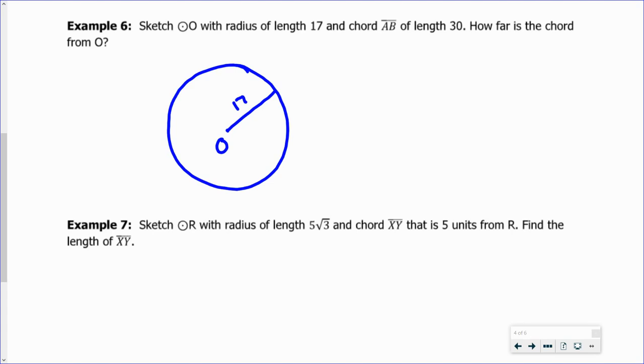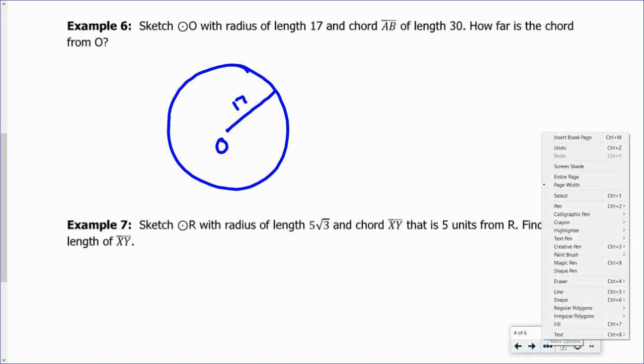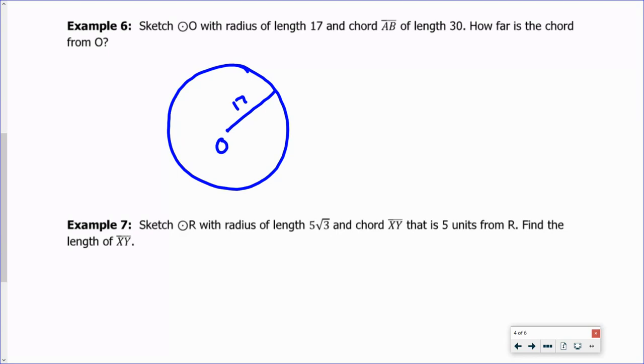Now what I'm going to do is draw in chord AB, and we're not told exactly where to draw that, so I'm just going to draw it right here so it's intersecting our radius. So that's AB.